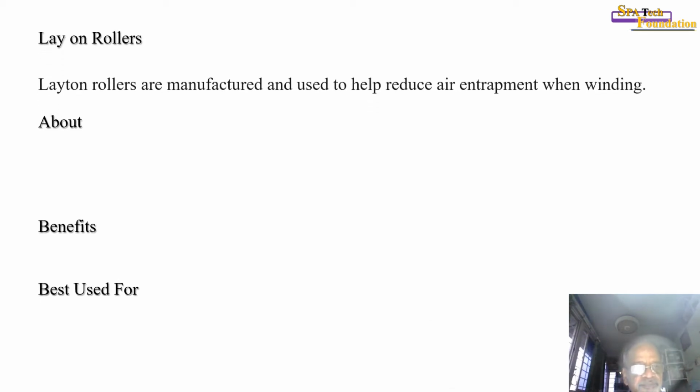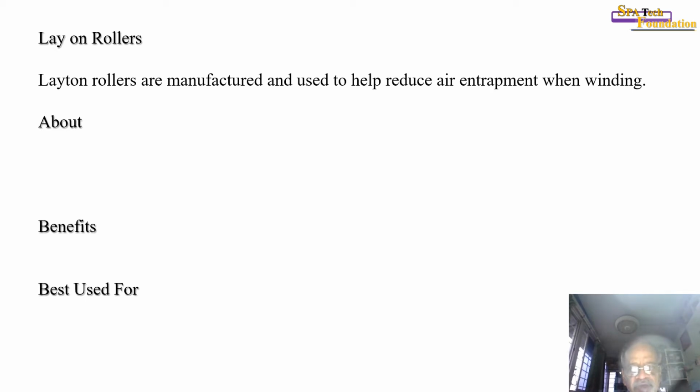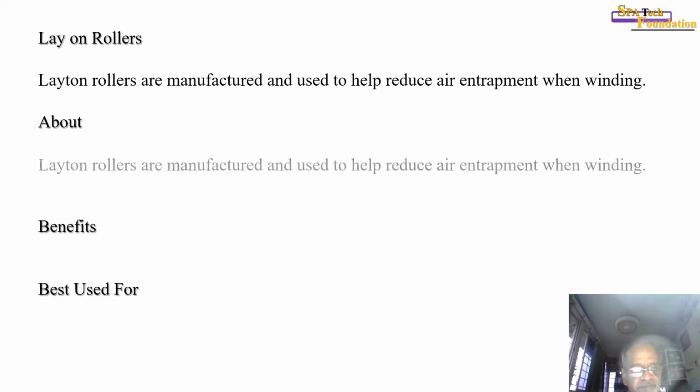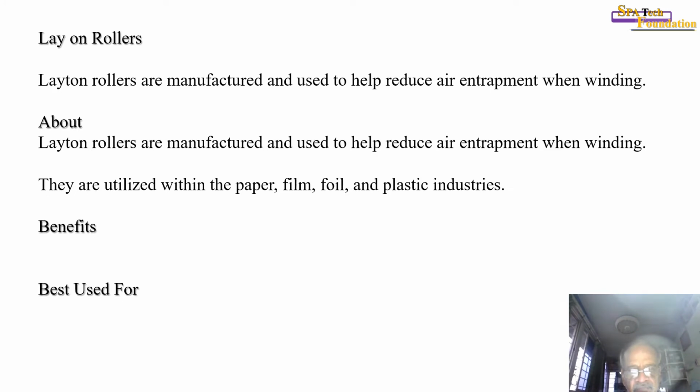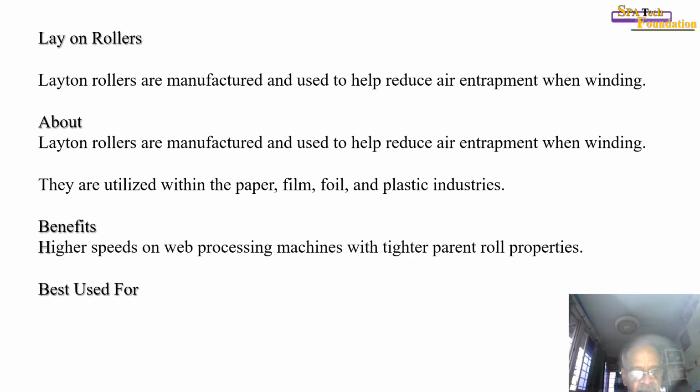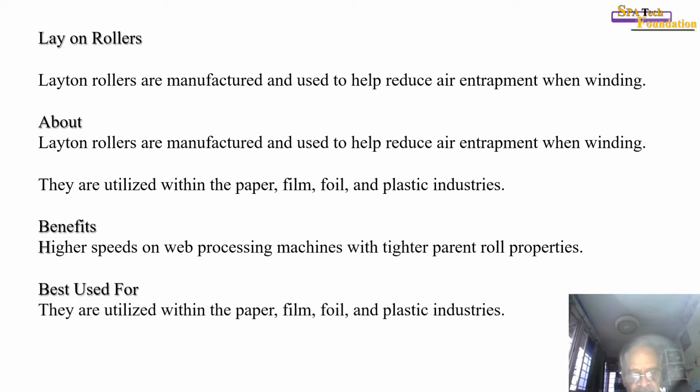Leon rolls. Leon rolls are manufactured and used to help reduce air entrapment when winding. They are utilized within the paper, film, foil, and plastic industries, for high speeds on web processing machines with tighter parent roll properties.